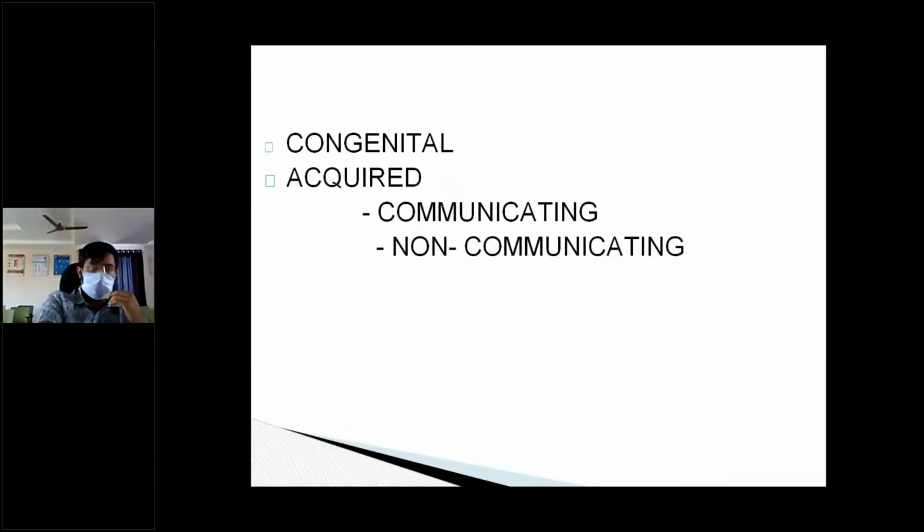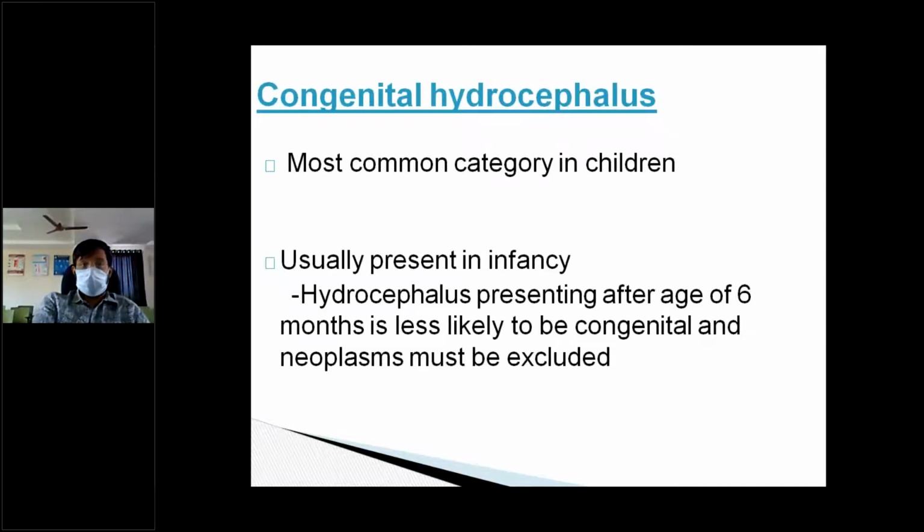So types of hydrocephalus: they may be congenital and acquired. Acquired, we know about the communicating and non-communicating type of hydrocephalus. In the congenital type, it is mostly seen in infants. Congenital hydrocephalus is the most common type seen in children. So usually they present in infancy.